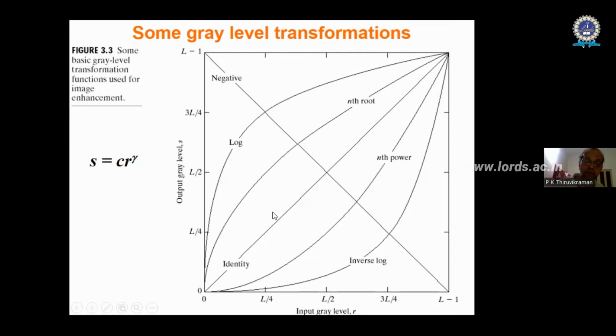Coming back to where we were, as I said, if gamma is equal to 1, it is this. And if you have a gamma which is greater than 1, that is the nth power. As you go on increasing the power, the curvature of the transformation increases. This straight line is gamma equal to 1, and if you increase gamma, it will become like this. Increase it further, it becomes steeper. Now what is happening here?